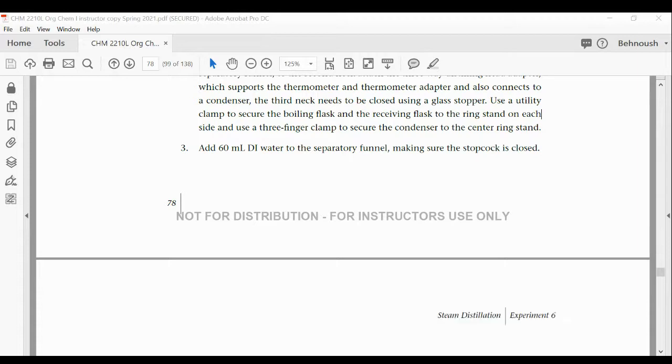What's the purpose of using methylene chloride, or dichloromethane? In which step are you using it?